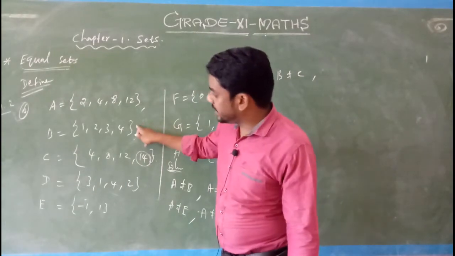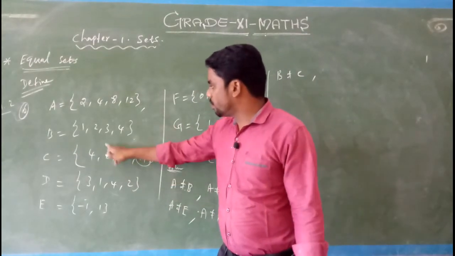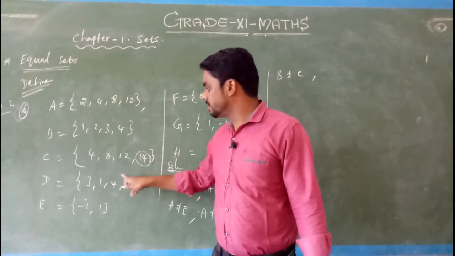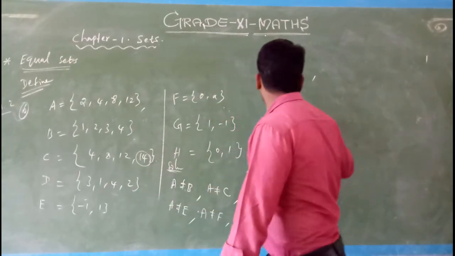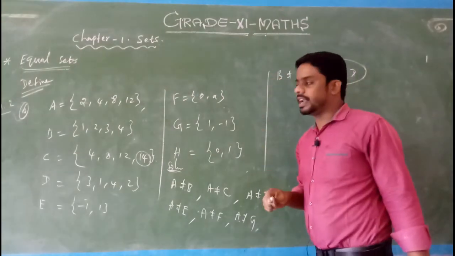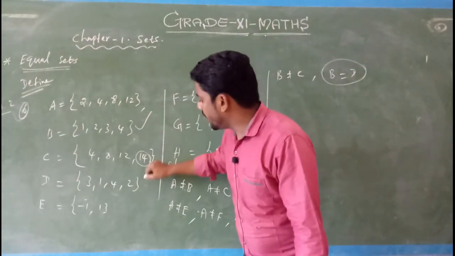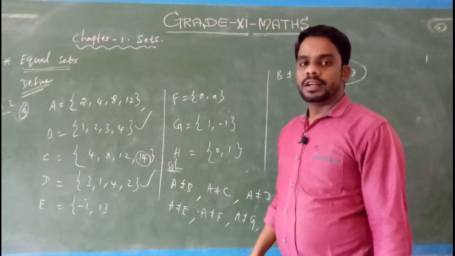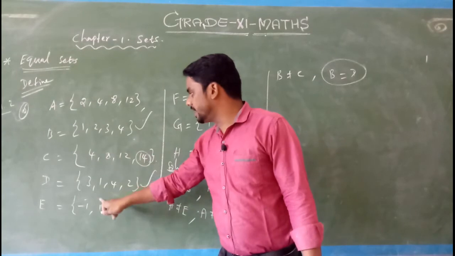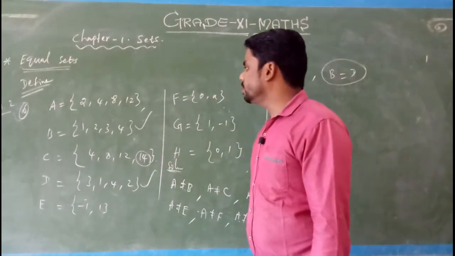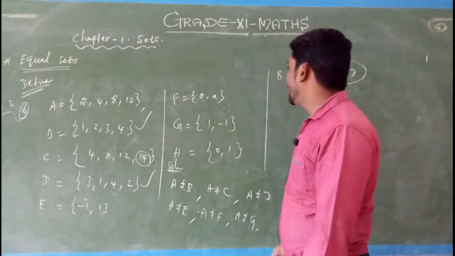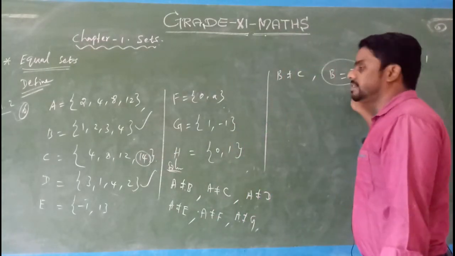Compare the two sets B and D. B has 1, 2, 3, 4, and D has 3, 1, 4, 2. The same. So B is equal to D. The sets B and D are equal, and the elements are the same. 3 belongs to B and 3 also belongs to D. 1, 2, 3, 4 also belong to D and B. So B and D are equal sets.